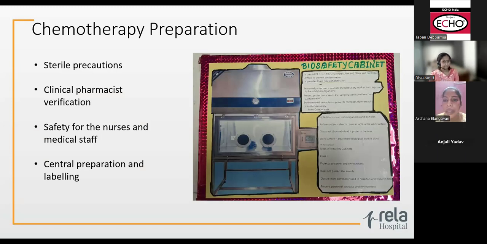Yes, ma'am. I am Archana, chemo senior staff nurse. So, chemo preparation. How do we prepare? We use a biosafety cabinet, with several precautions. There are clinical pharmacists and nursing stations, with safety for the nurses and the medical staff. Then central preparation and labeling. This is the preparation. Then handling of the medications. First is verification, very very important. Verification, preparation, and administration. Then we have to follow appropriate personal safety measures. Then appropriate disposal. In case of disposable medicines, we have to segregate them with the cytotoxic symbol.